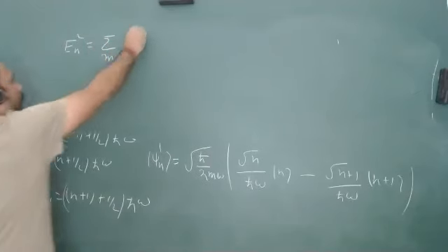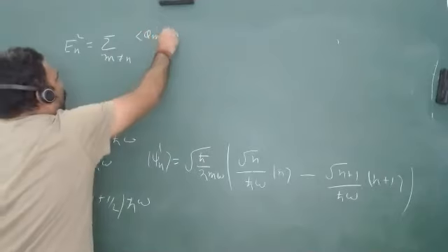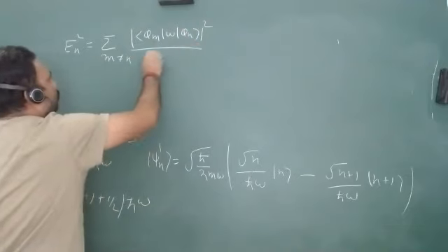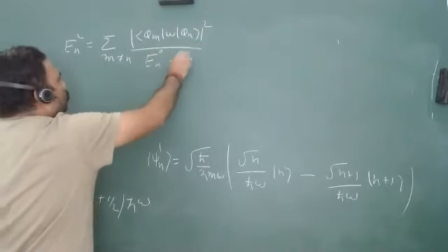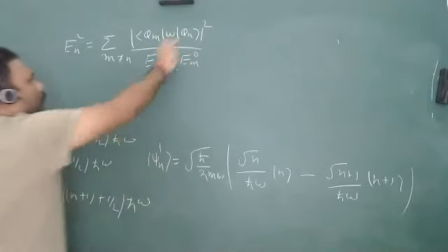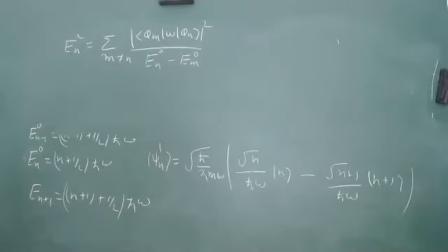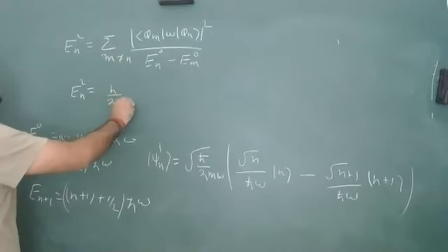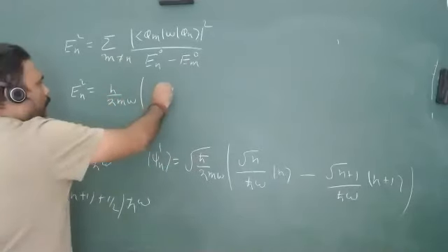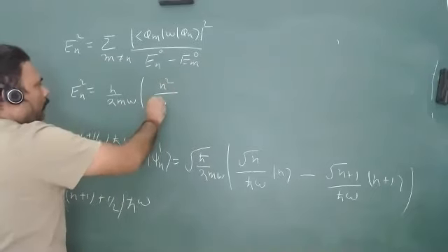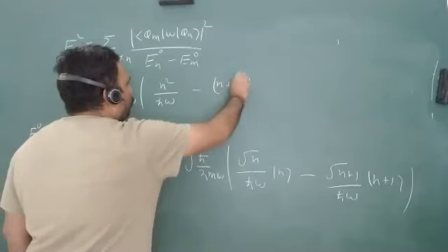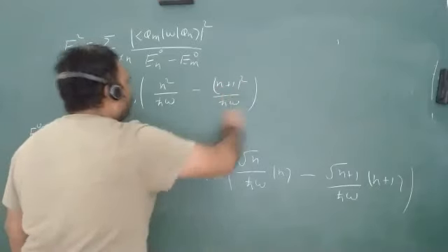For m not equal to n, phi m, W, phi n, and this will be mod squared. Here we have En0 minus Em0. So again you will write all this. Finally, what will you get? You will get En2 is equal to H cut upon 2m omega, and you will see that it will be n square upon H cut omega minus n plus 1 square upon H cut omega. That will be the answer.